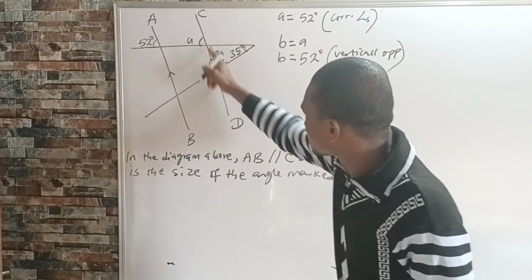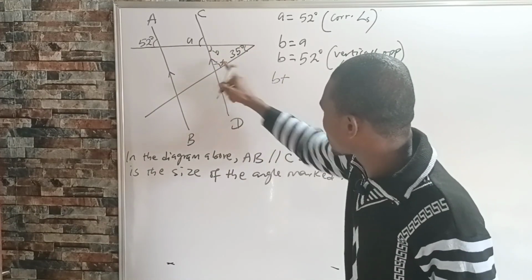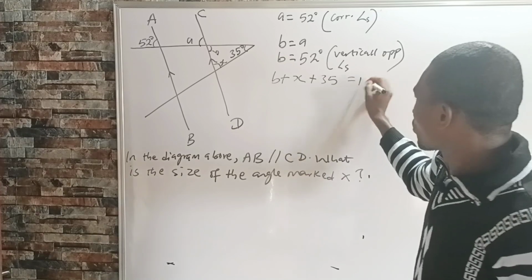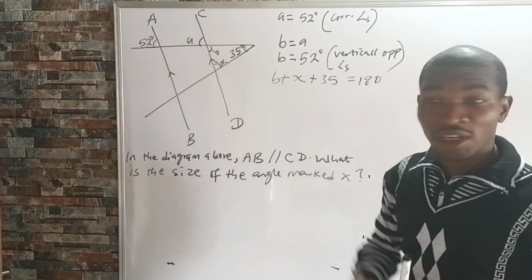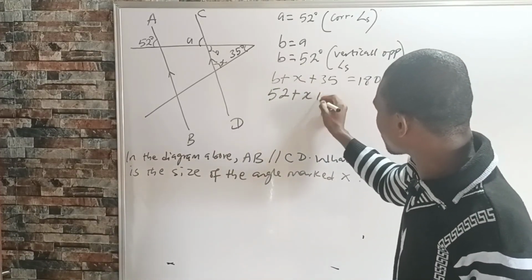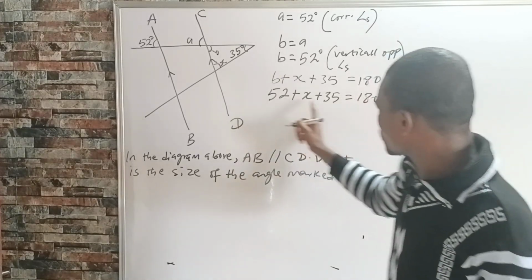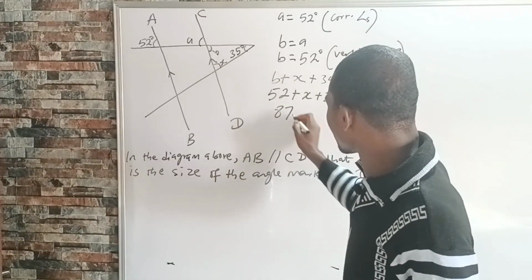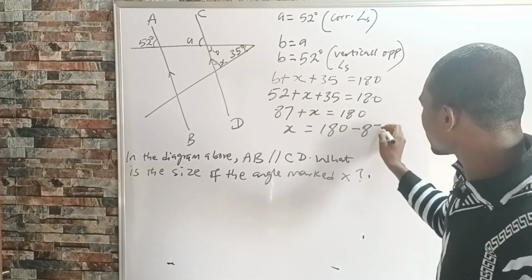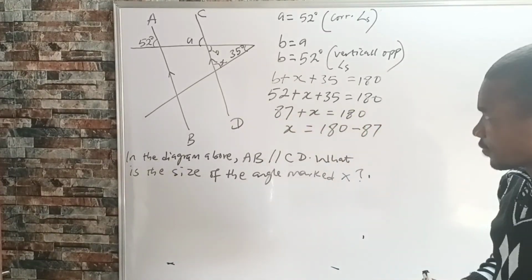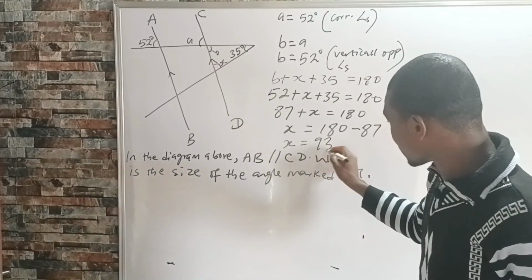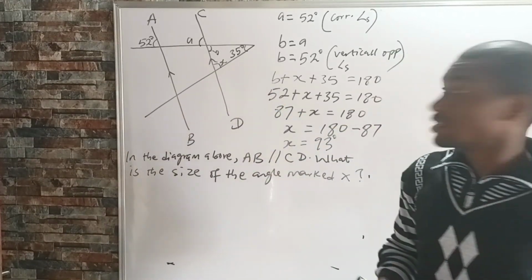Therefore, I can add all the angles that form this triangle here. I can say angle B plus this angle X, plus this 35 I have here, which are all the angles in this given triangle, is equal to 180 degrees, because the sum of angles in a triangle is 180 degrees. Angle B is 52, which we found already, plus X plus 35 is equal to 180. 52 plus 35 gives us 87, so 87 plus X is 180. To make X the subject, I subtract 87 from both sides of the equation, so X is equal to 180 minus 87, which gives us 93 degrees. So this angle X, which we are asked to find, is 93 degrees.